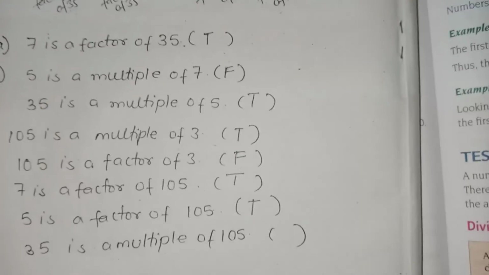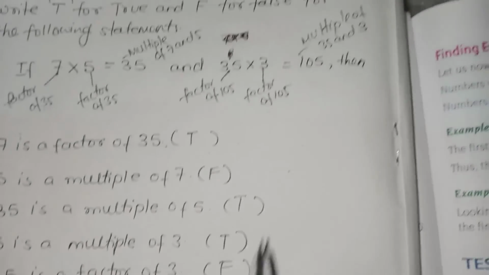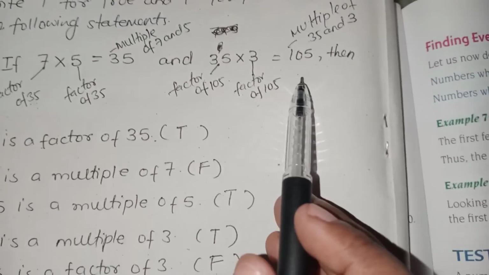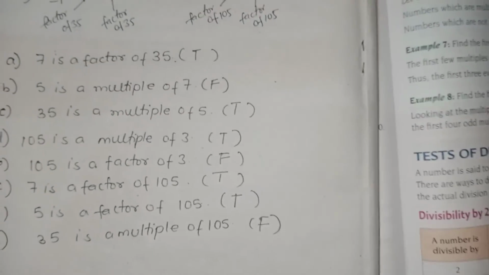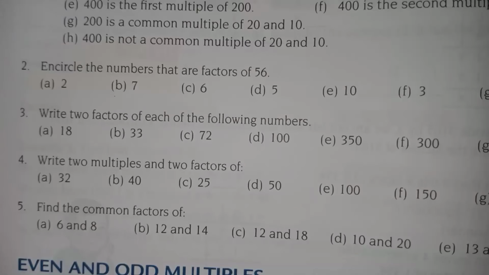And the last one is that 35 is a multiple of 105. Is 35 the multiple of 105? No, it is the factor of 105. That means this is false. Okay, so I hope you have understood this true and false. Now let us see the next question.